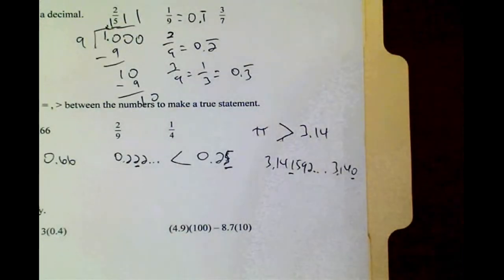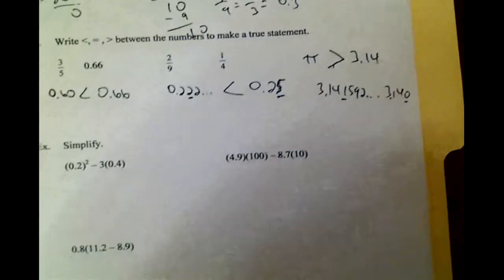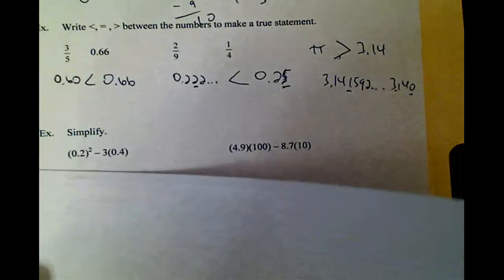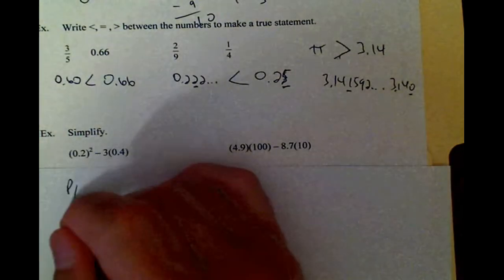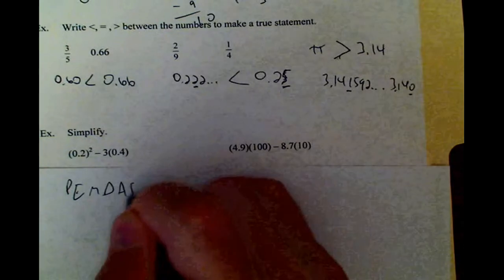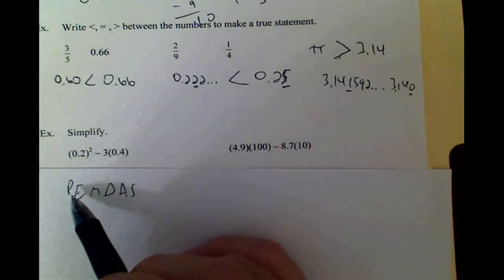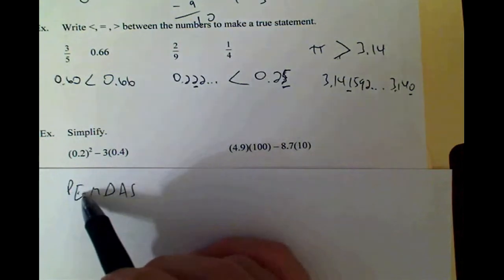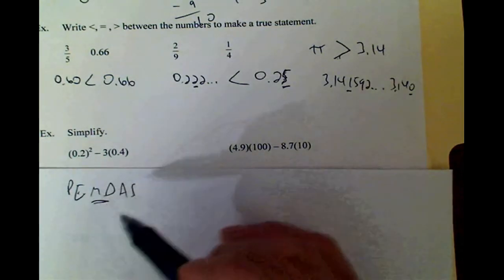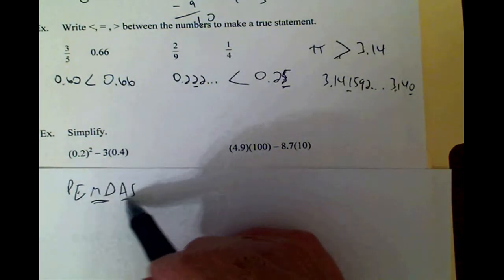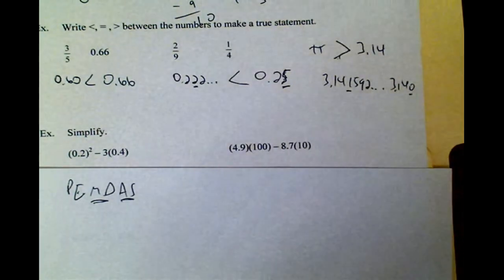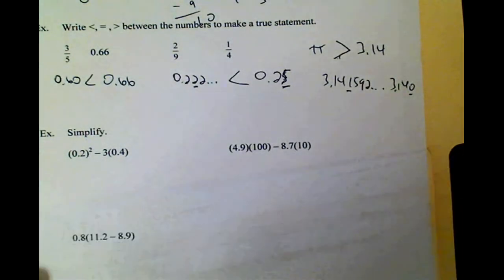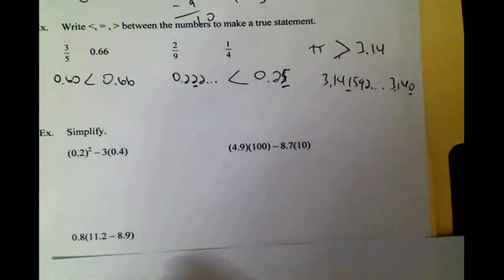Now let's do some order of operation problems. Let's do a quick review of order of operations. PEMDAS. P is parentheses, brackets, braces, absolute value bars. E is exponents. M and the D are multiply and divide, whichever comes first left to right. A and the S are add and subtract, whichever comes first from left to right. So in this problem, what you want to do is do the exponent first.